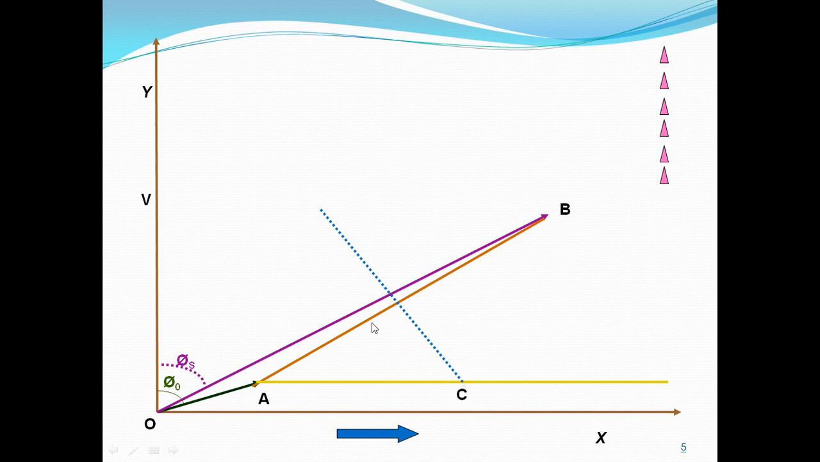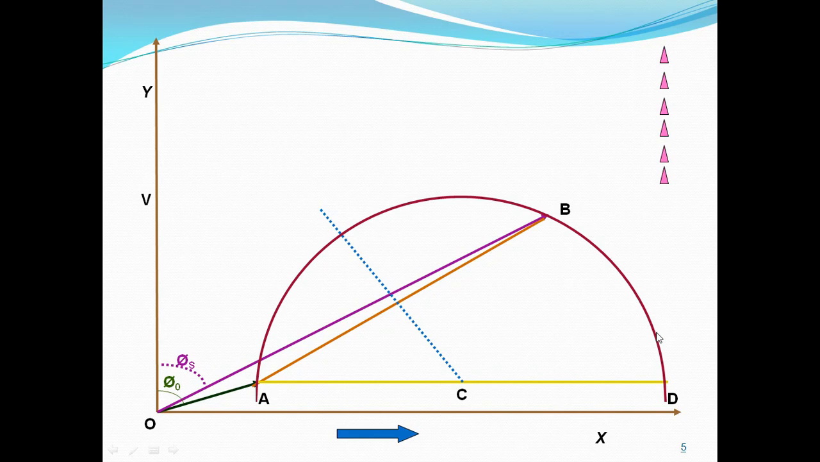So what we have to do? We will join AB. Next we will bisect the line AB and extend it so that it cuts the line AD at point C. Take C as center and AC as radius and draw a semicircle which touches the point B like this. So A, B, D is our required semicircle. You understood this one, how we have to draw? This we have explained in the last class.